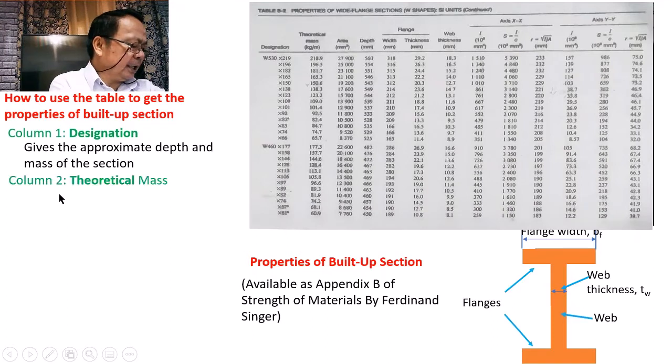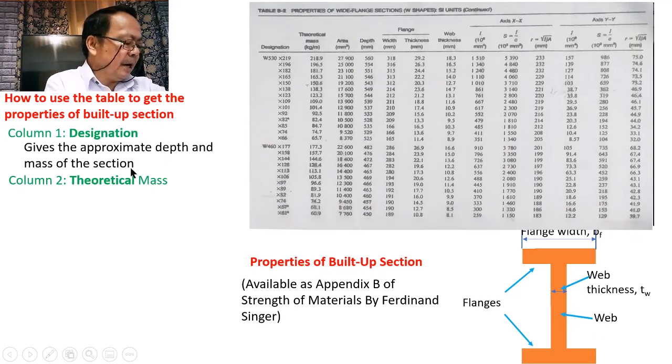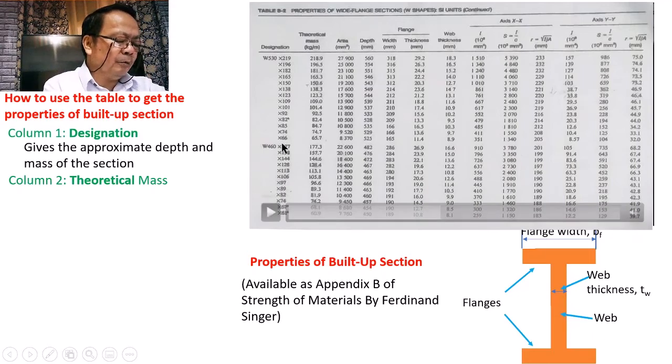Now, yung second column is the theoretical mass. Ito yung theoretical mass na tinutukoy natin. Okay? It gives the approximate. Kung mapapansin natin, kung meron tayong 66, this representing the approximate mass, ang actual mass niya is 65.7 kilogram per linear meter. Kung meron kang 101, yun ay 101.4. So at least meron ka ngayong idea, di ba?